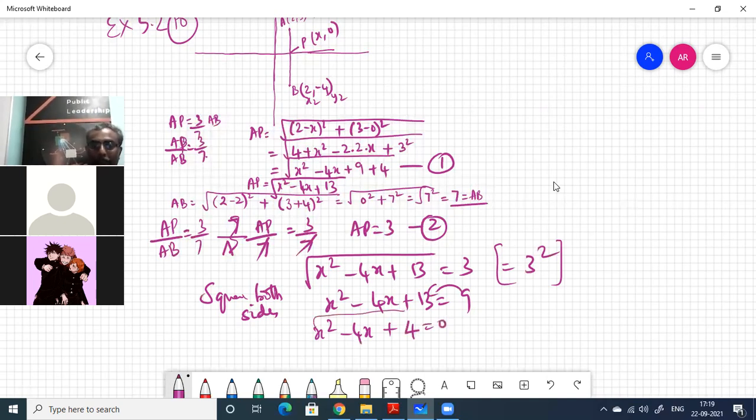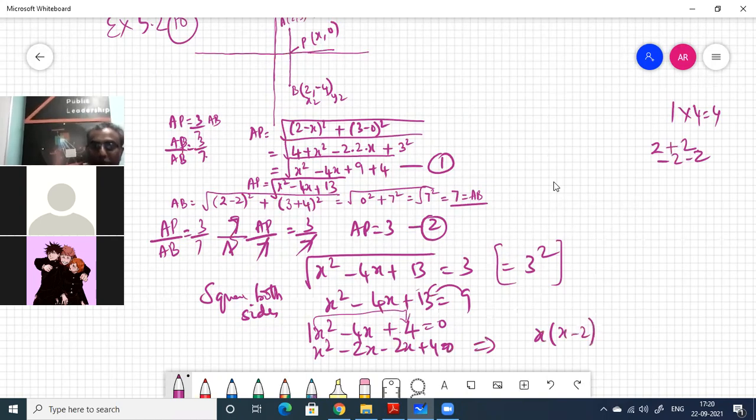Again you have to do factorization of the quadratic equation. Here it is 1, here it is 4. 1 into 4 is equal to 4, so 4 can be 2 and 2. Minus 2 we can put. So x squared minus 2x minus 2x plus 4 equal to 0. That implies x into (x minus 2) minus 2 into (x minus 2) is equal to 0. That means (x minus 2) into (x minus 2) is equal to 0. So x equal to 2, both ways x equal to 2.